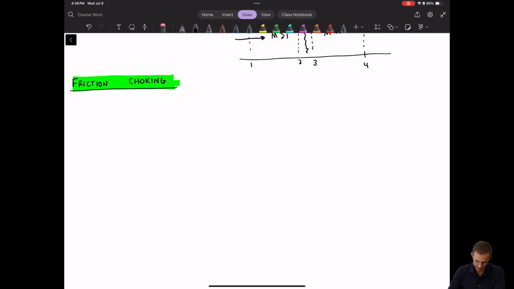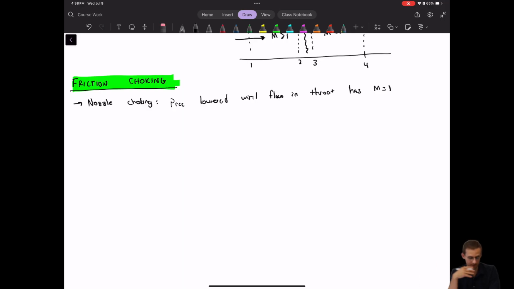So remember that we've talked about nozzle choking, right? Nozzle choking is when you lower the receiver pressure down to a critical pressure such that the flow in the throat has Mach number equal to 1. Okay, and then it can't be increased any further, right?